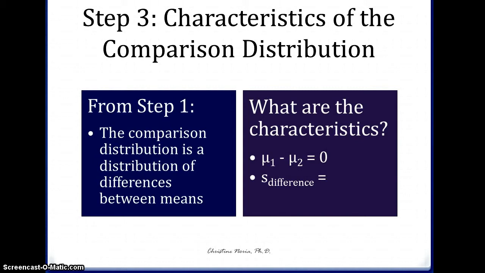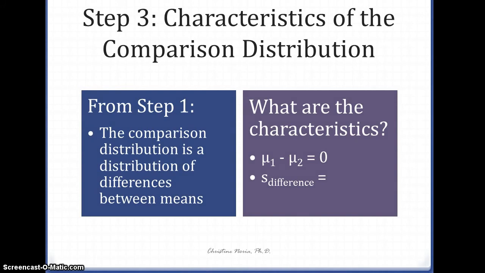The most complicated part of the independent samples t-test is finding the variability of our distribution of differences between means. And it has several steps that I'm going to go over now. This variability, this measure that we use, is our denominator again in our t-test, and it's called the S sub difference. So it's the standard error of the difference.